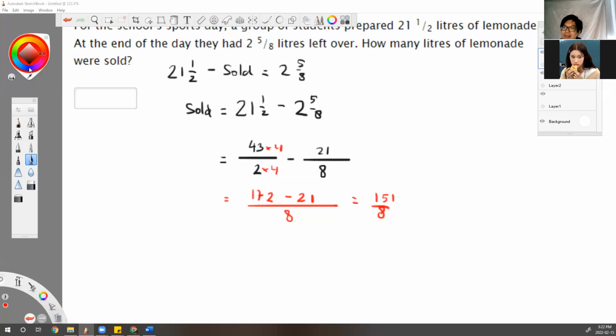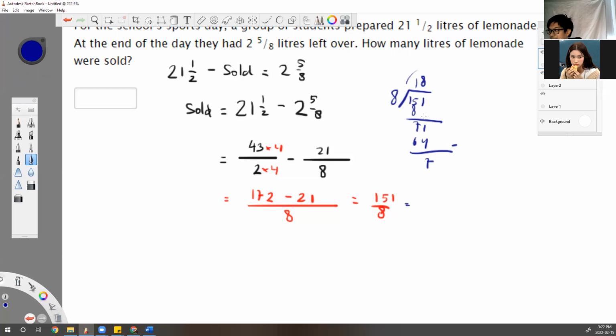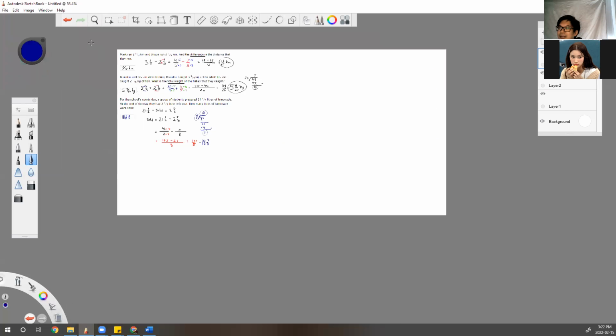And what next? Divide as usual. You divide by 8, get 1, 8, and then 71. It's 8 again, 64, right? 8 times 8 is 64, subtract, 7. Okay, the answer is 18 for the whole number. The remaining is 7, the bottom part is over 8. So 18 7/8 liters. That's it for the first three numbers.